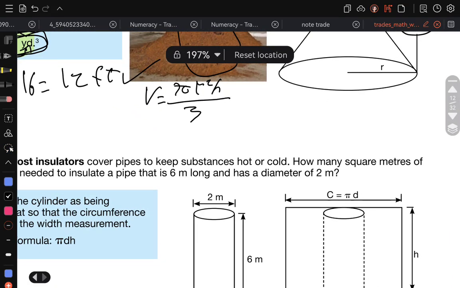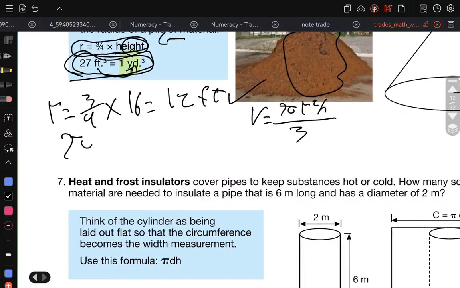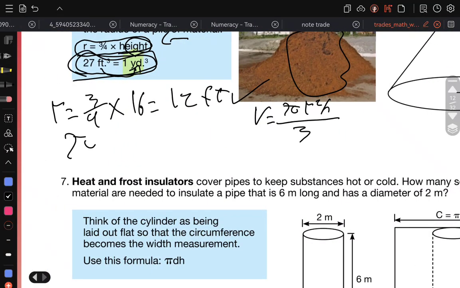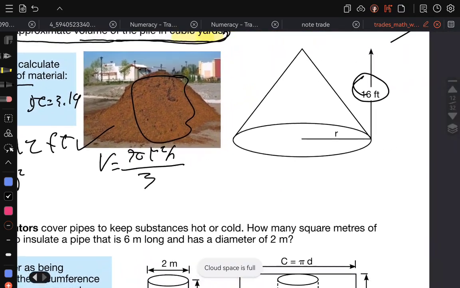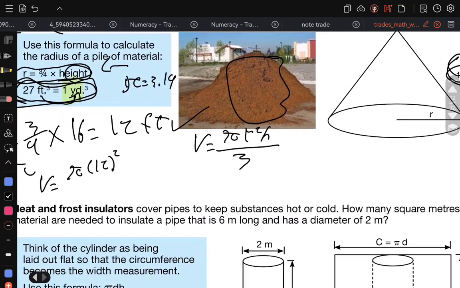Okay, let's continue. Now we do have the formula. Since we do have the formula, let's just fill in. V equals pi, which is 3.14, times the radius. We know the radius, it is 12 over 2, multiplied by the height. We know the height, which is 16. Let's just put 16 here.